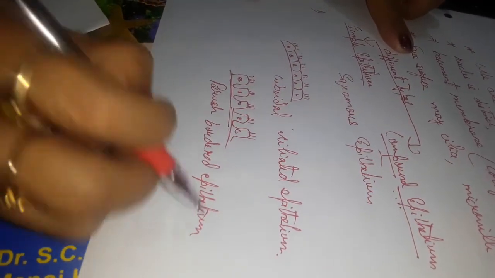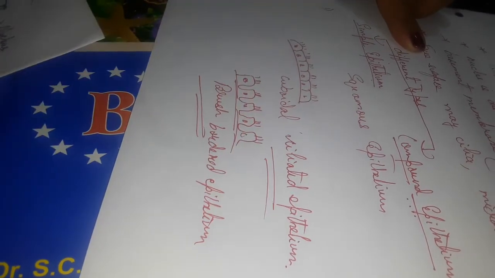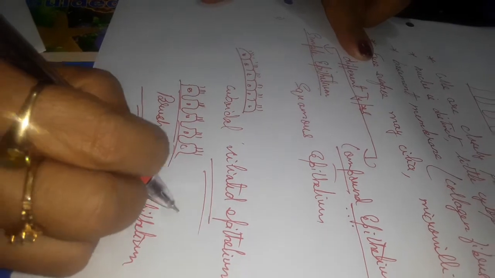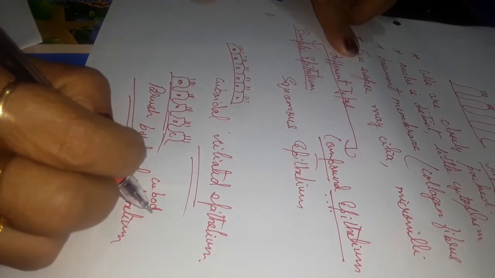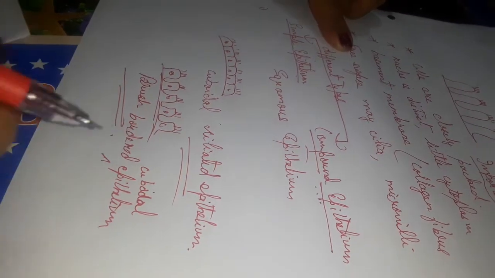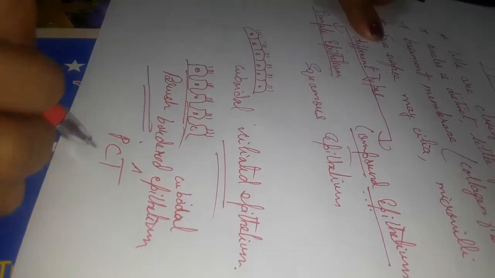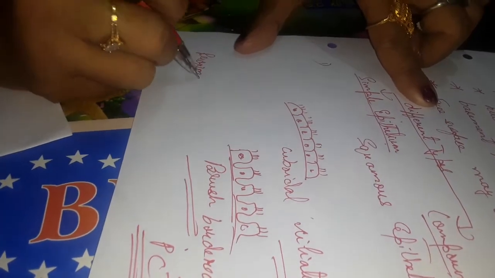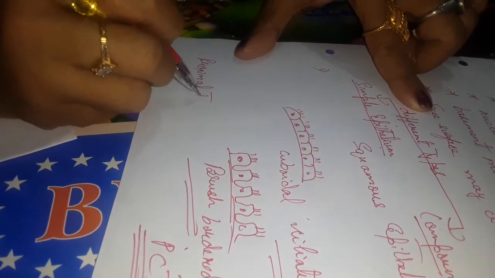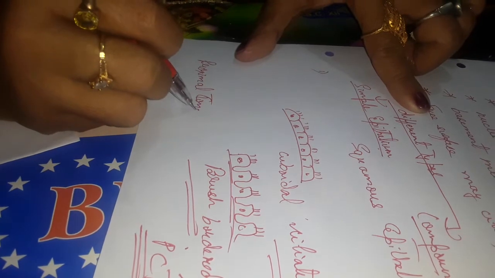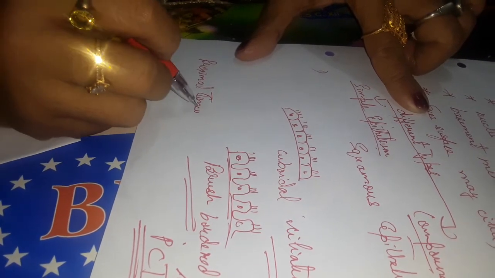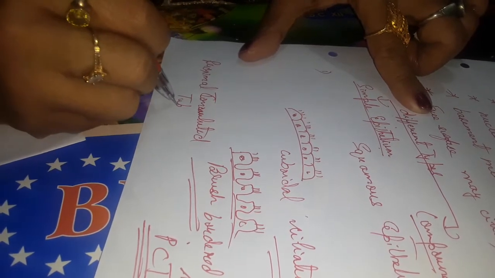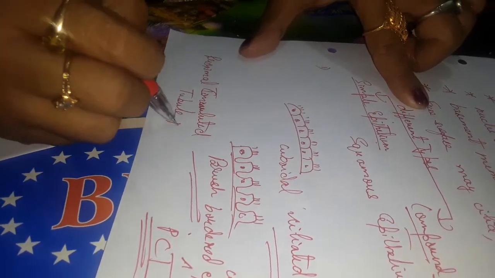So these are found in the nephron region. The brush-bordered cuboidal epithelium are found in the PCT. What is the full form of PCT? Proximal convoluted tubule. Or if you don't remember, you can just say proximal convoluted tubule, or you can just mention nephron.